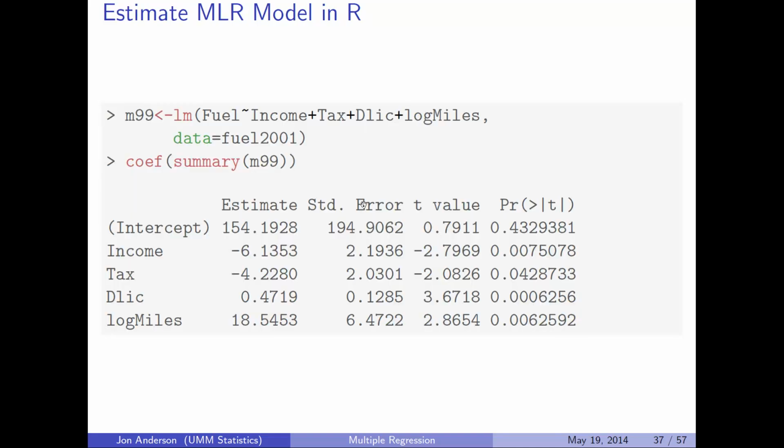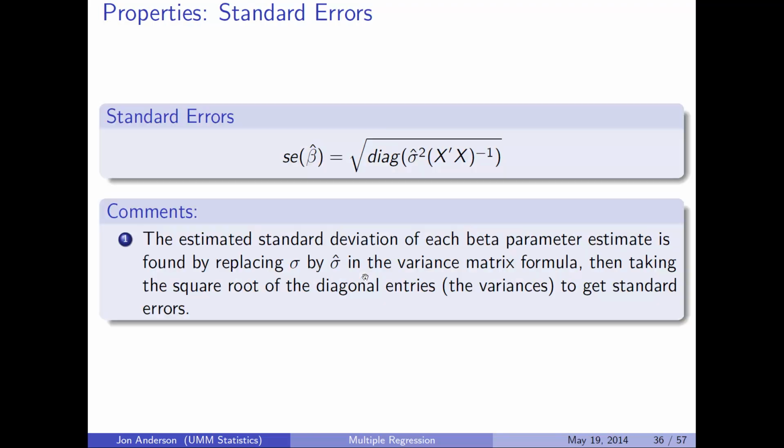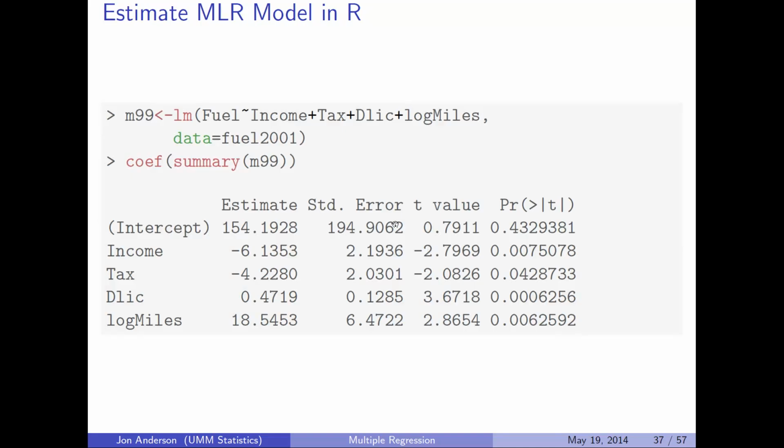So for example, in this model output for a multiple regression model, the column called standard error is going down the diagonal of a variance matrix, plugging in an estimate for the error variation, and then taking square roots.